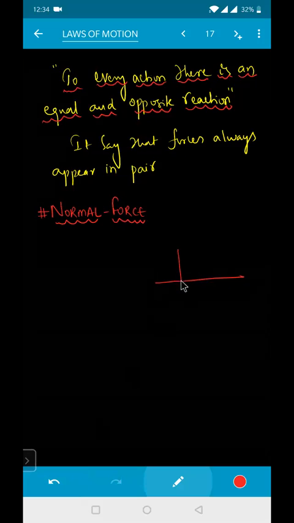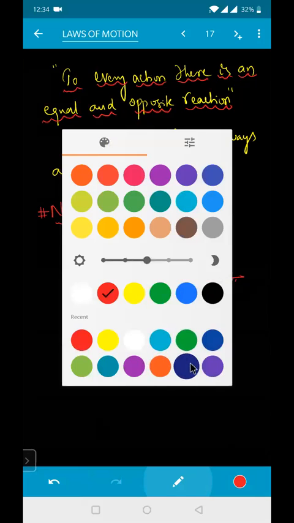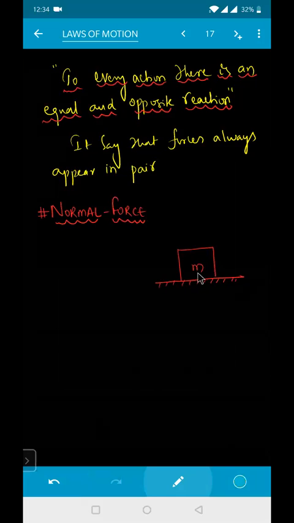On this table, there is a block of mass, say, M. So what I can do is exert the forces acting on that body. One is the weight exerted by this body in the downward direction, that is nothing but mg. This is the ground. The ground will also exert a force on this body in the upward direction. That force is called the normal.